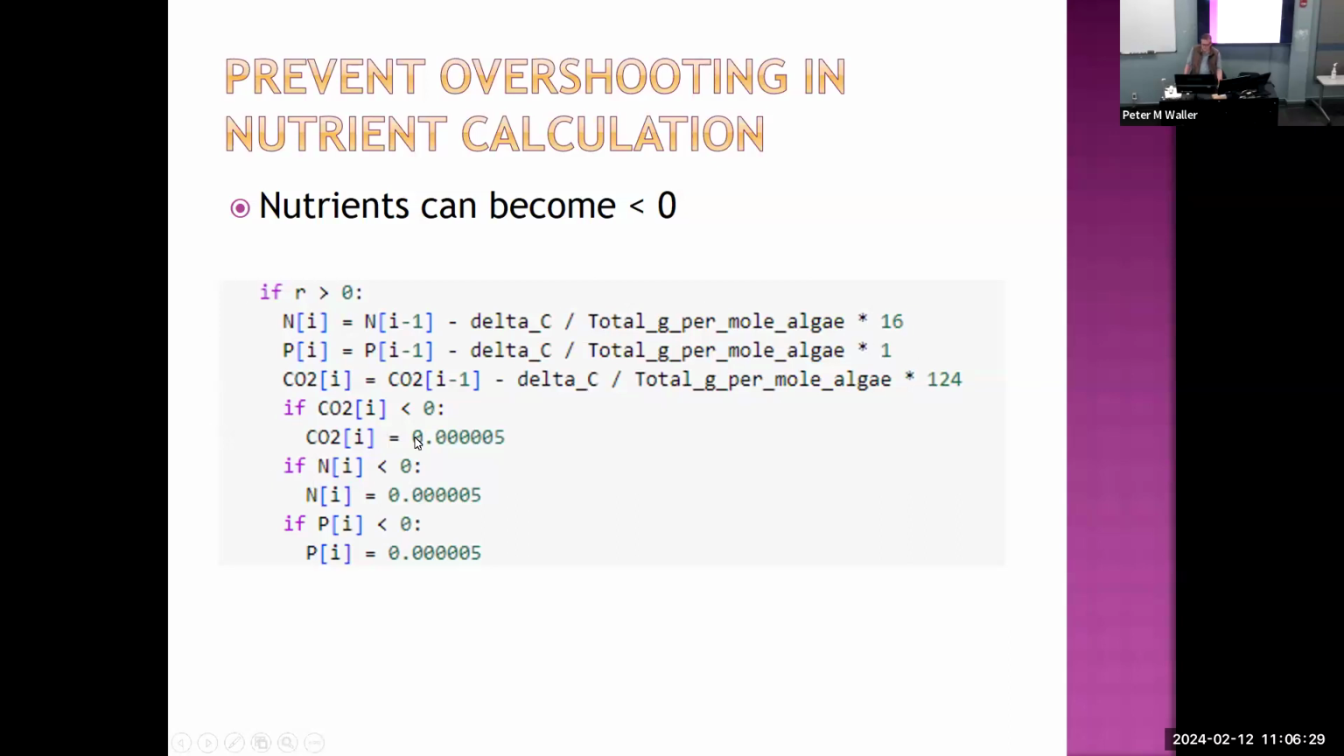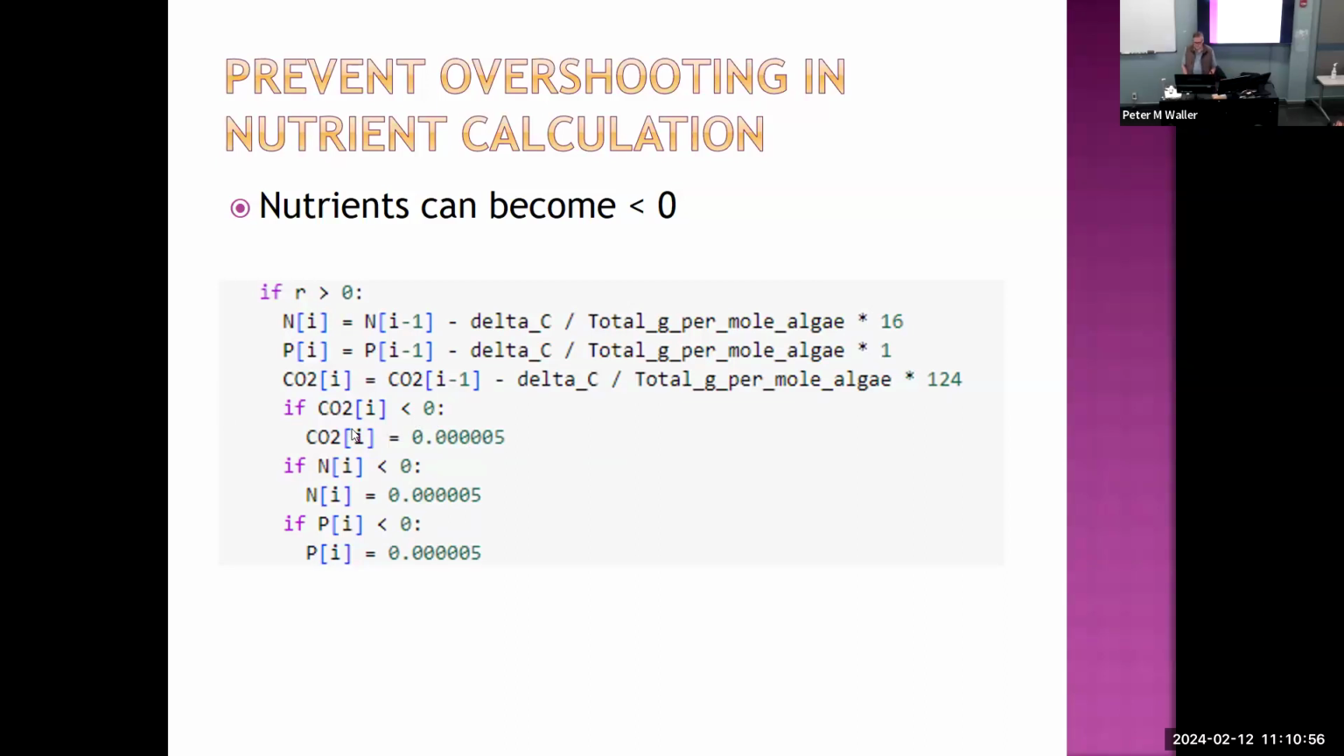One thing I could do is put in some if statements that say if the nutrient concentration drops below zero, then the nutrients are set at a low value. So what I'd like you to do now is add this into your code.